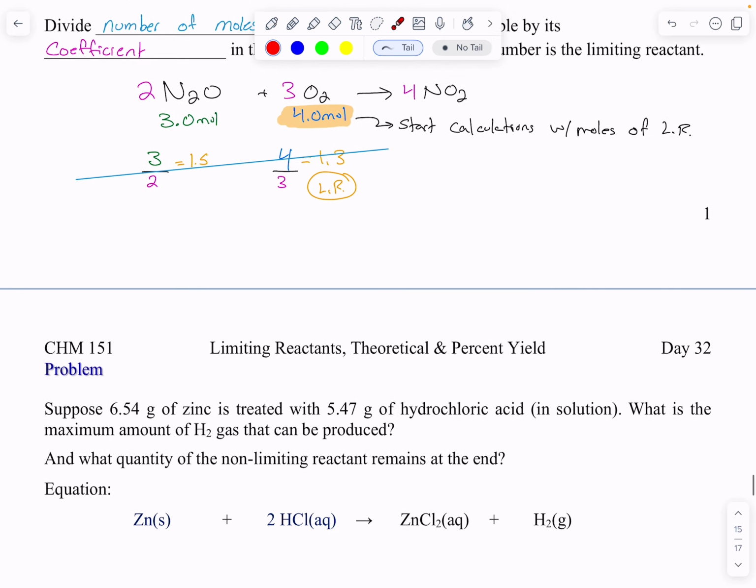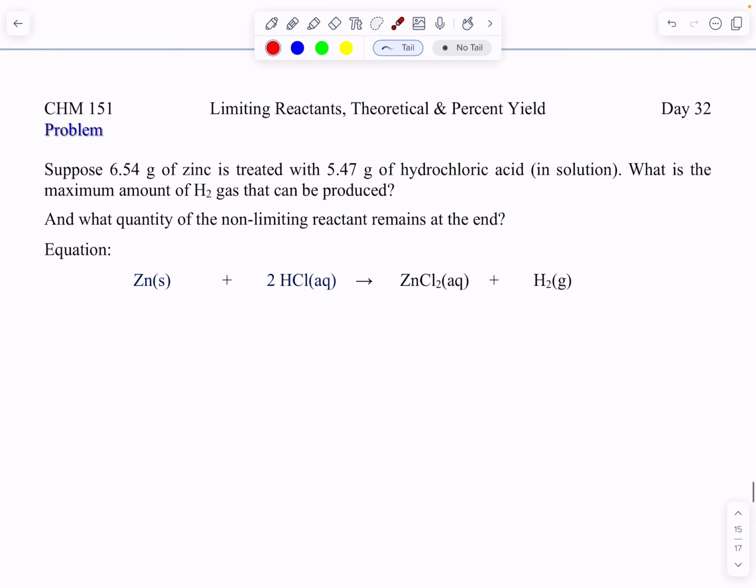So let's do an example. All right. Suppose 6.54 grams of zinc is treated with 5.47 grams of hydrochloric acid in solution. All right. So we have zinc and HCl. So I have that much zinc, and we'll do that much HCl. What's the maximum amount of H2 gas that can be produced? So we're looking for H2 here.